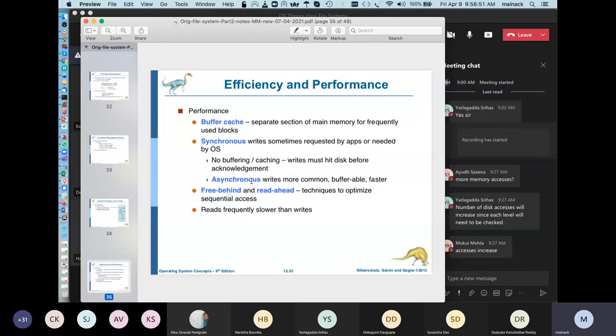You free behind as soon as the next page is requested. You basically say, I don't need the previous page, so free buffer space. Free behind essentially means you remove buffer space once the next page is requested. Read ahead means if I ask for the next page, you bring the next 4 pages. It helps to optimize sequential access. Remember the disk hit rate is 85%. So that definitely helps.